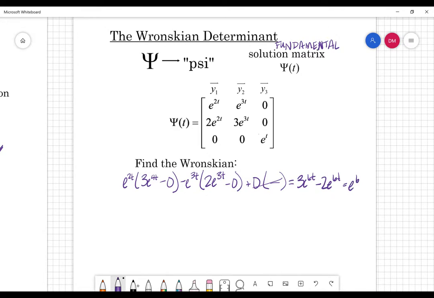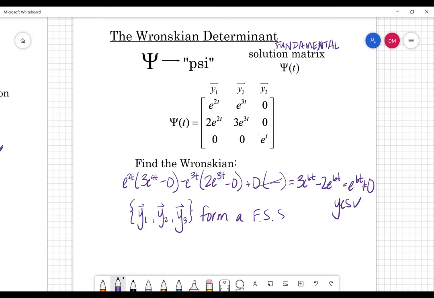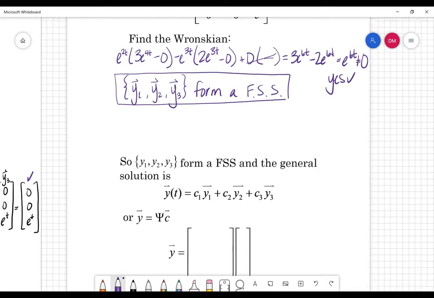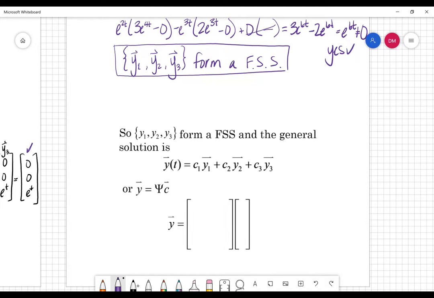So this answer itself is e to the 6t, which is not equal to 0, which does mean that, yes, this is good. And we would say that listing out y1, y2, y3 as their individual vector valued functions forms a fundamental set of solutions. We already knew that from the work we did with substitution. So like I said, this altogether is just a quicker, less clunky way of proving that you do have a fundamental set of solutions.